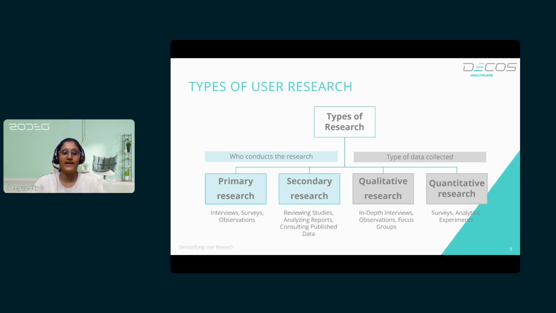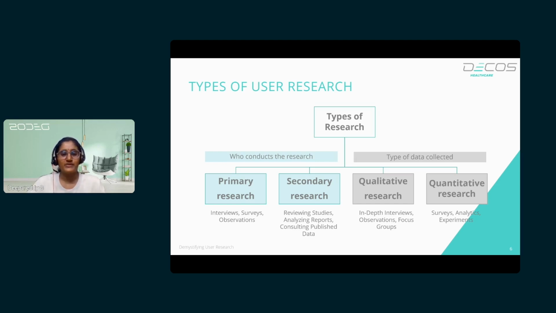Now let's move on to qualitative and quantitative. So qualitative research basically focuses on understanding attitudes, experiences, and motivations through non-numerical methods. It explores the why behind user behaviors. The methods can include in-depth interviews, observations, and focus groups.